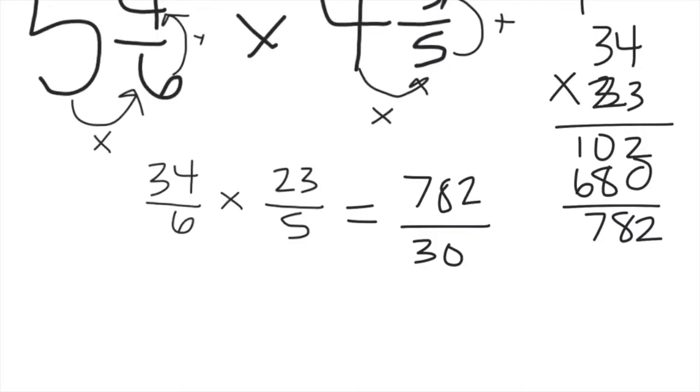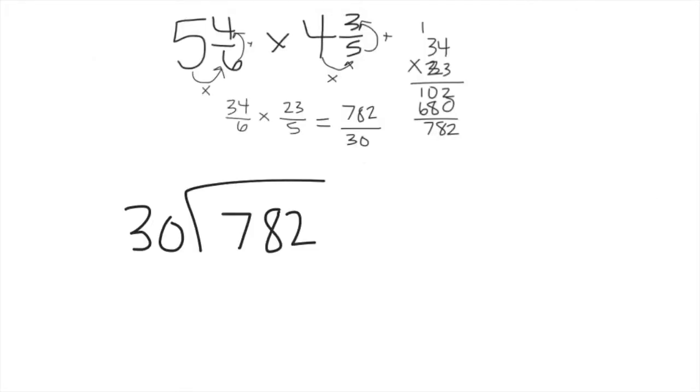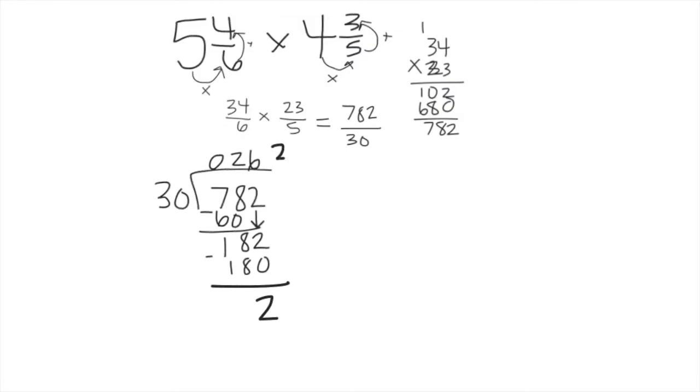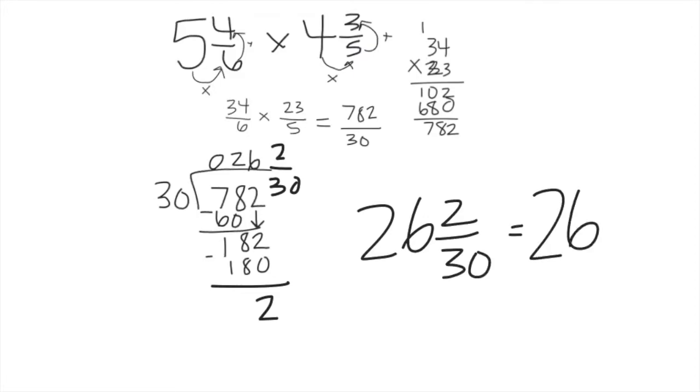And then I have some long division to do. 30 does not go into 7. 30 goes into 78 2 times. 30 times 2 is 60. When I subtract, I get 18. Bring down the 2. 30 goes into 182 6 times for 180, and when I subtract, I get a remainder of 2, so 26 2/30 would be my final answer, and if I simplify that fraction, it would give me 26 1/15 centimeters squared.